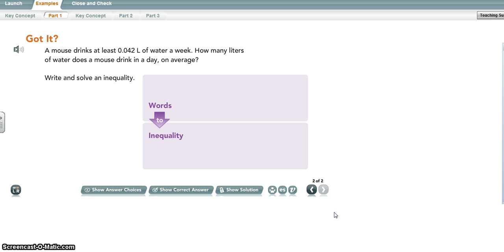Okay, here's another example. A mouse drinks at least 0.042 liters of water a week, a lot less than an elephant. How many liters of water does a mouse drink in a day on average? Write and solve an inequality.